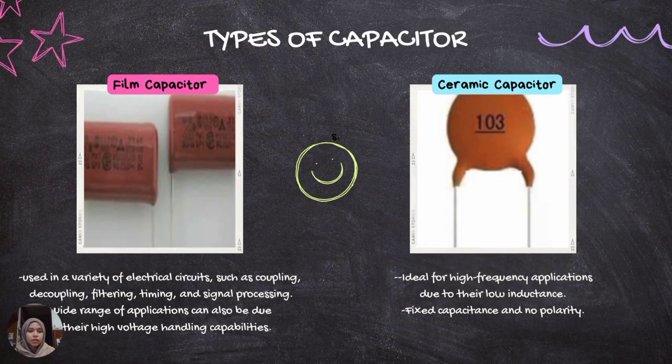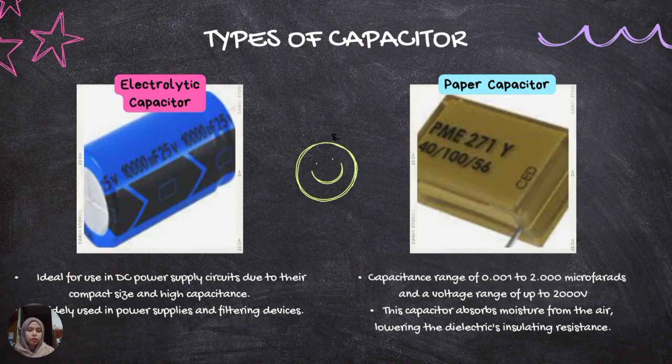Okay, so next is the types of capacitors. The first one is film capacitor. It is used in a variety of electrical circuits such as coupling, decoupling, and signal processing. A wide range of applications is also possible due to their high voltage handling capabilities. The second one is ceramic capacitor. It is ideal for high frequency applications due to their low inductance, fixed capacitance, and no polarity.